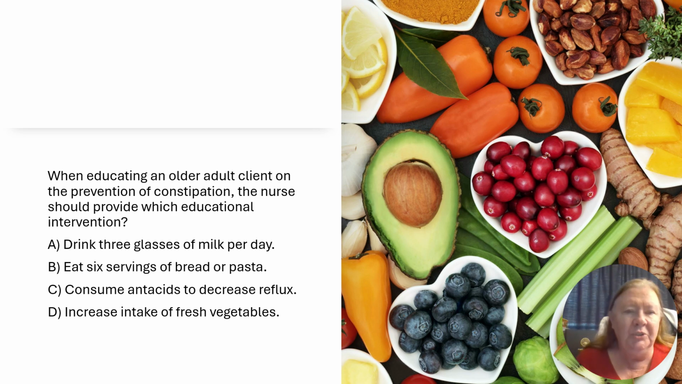When educating an older adult client on the prevention of constipation, the nurse should provide which educational intervention? This nice picture here gives you a clue to the answer. All right, here are your answer choices. A, drink 3 glasses of milk per day. B, eat 6 servings of bread or pasta. C, consume antacids to decrease reflux. Or D, increase intake of fresh vegetables? All right, we'll give you a minute and we'll come back to this test question.